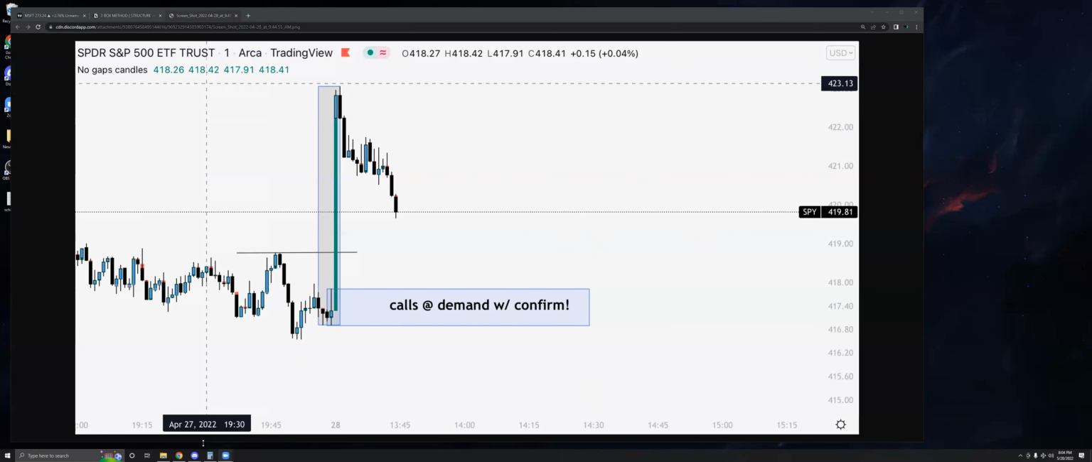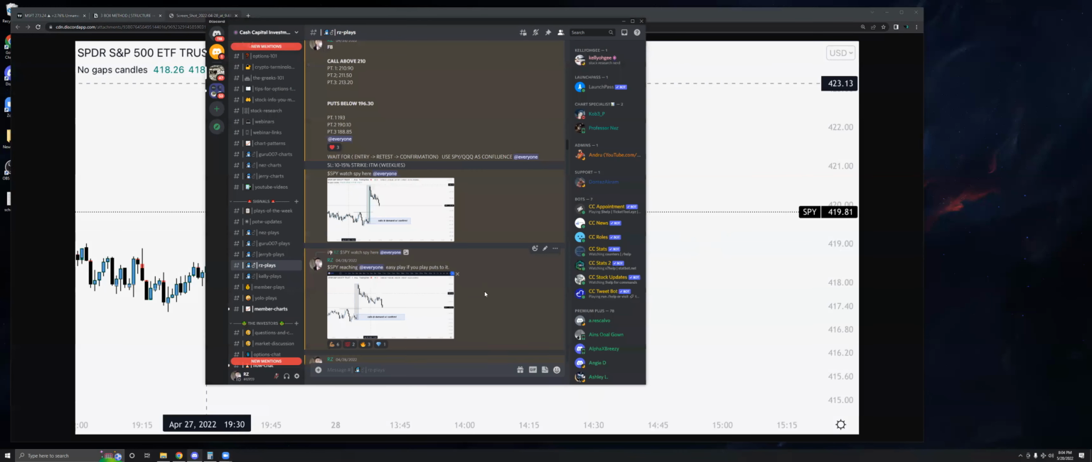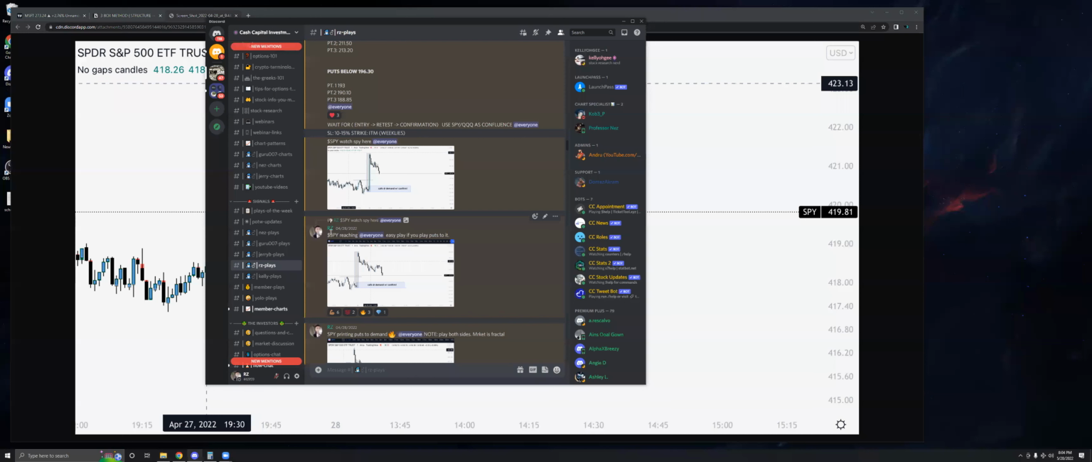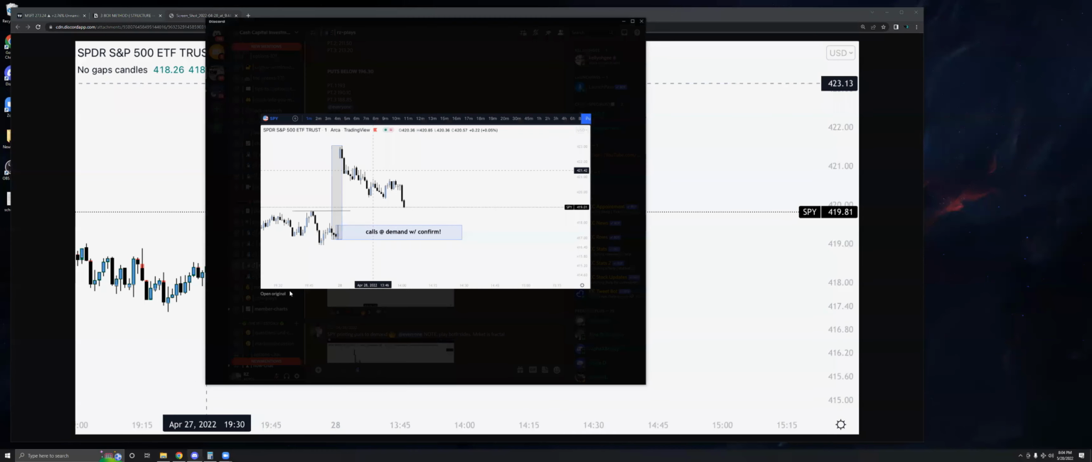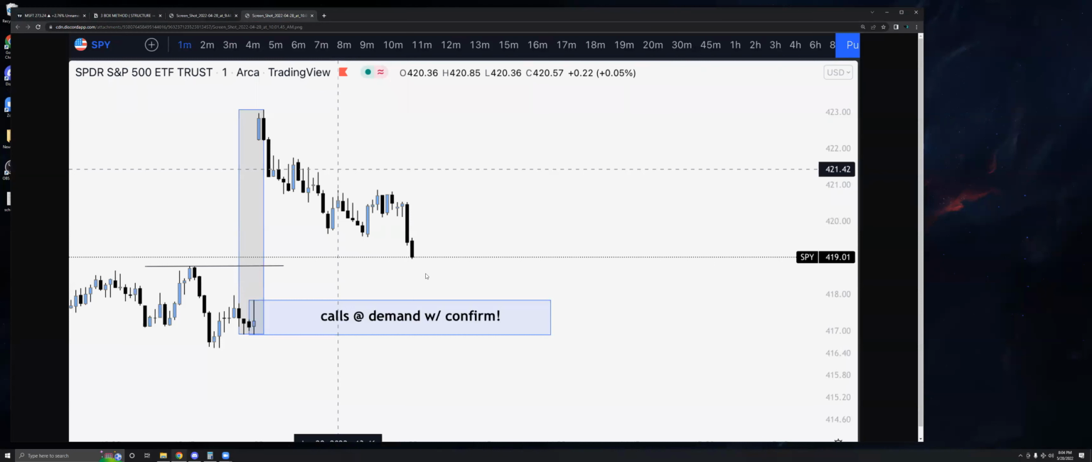So let's go back into the Discord and let's just show the updates. And here you go. I said SPY is reaching. Easy play if you play puts to it. Like I said, you can go against the trend, but just note that the main objective is to buy calls and go long.